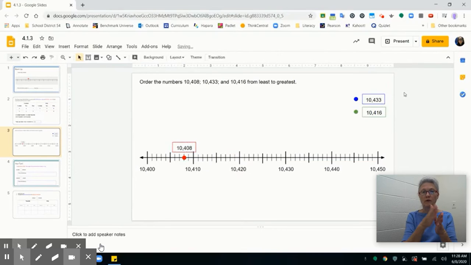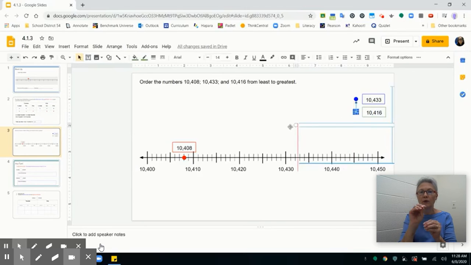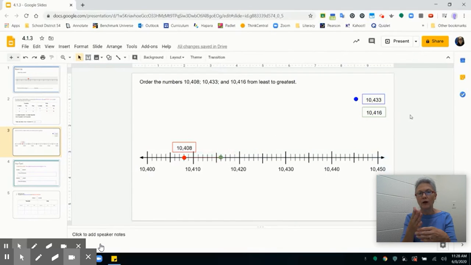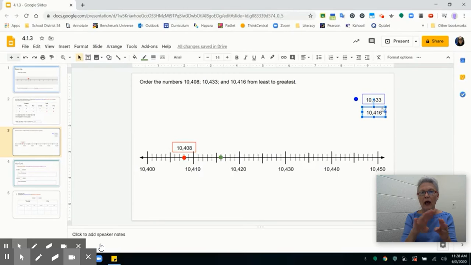Moving on, I have two numbers left, 10,433 and 10,416. I see that 10,416 has a 1 in the 10s place, which makes it the next smallest or least number. Again, I'll place this on my number line. When it's counting by 10s, I notice that 10,416 is one more than halfway between those two numbers, so I can place it at that point on my number line.